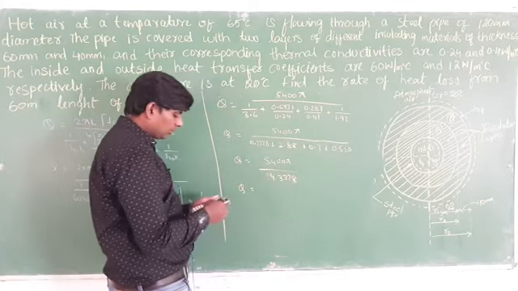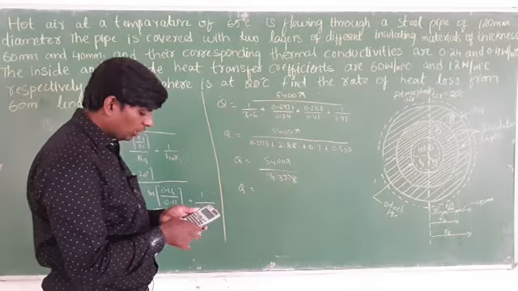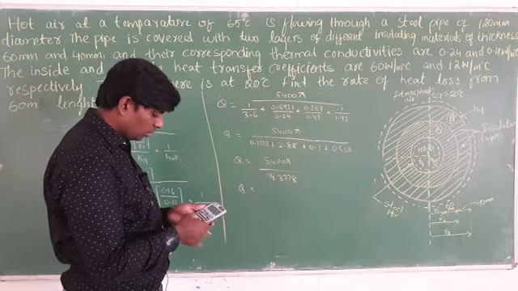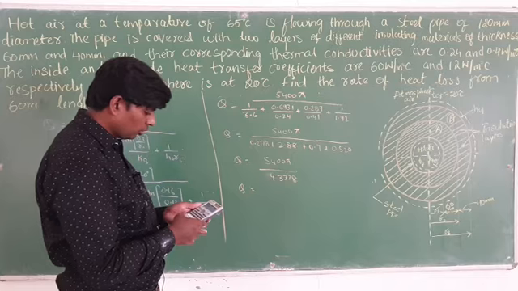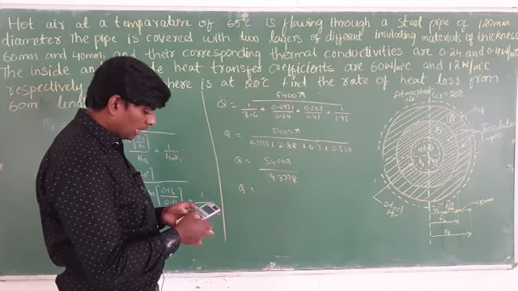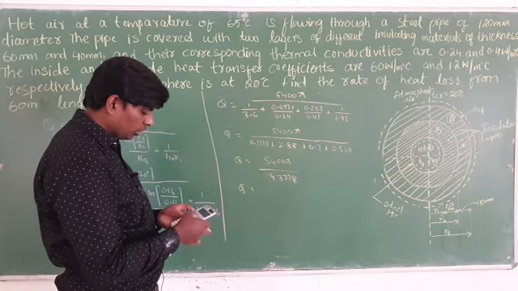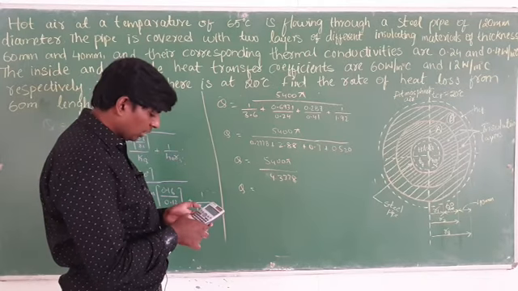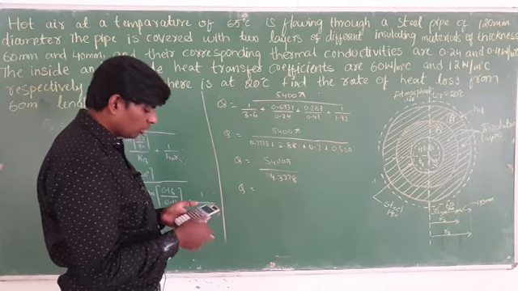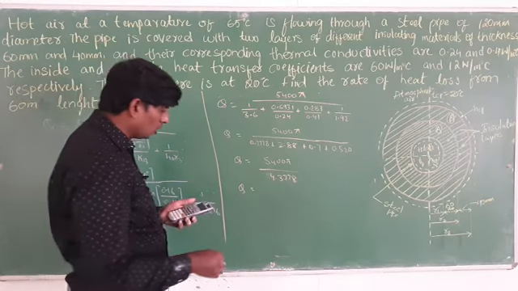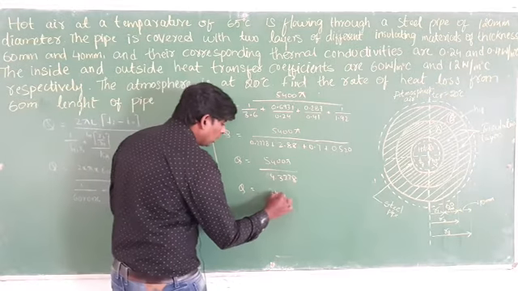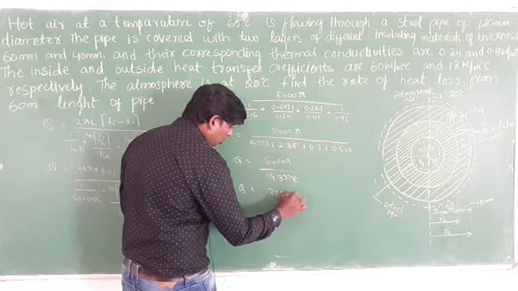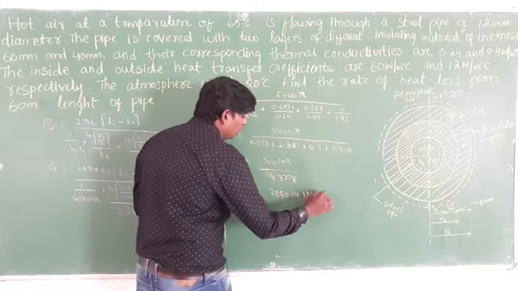If you divide this one, see how much there is. 5400 into pi divided by 4.3778. So here you are getting 3850.14. What is the unit?